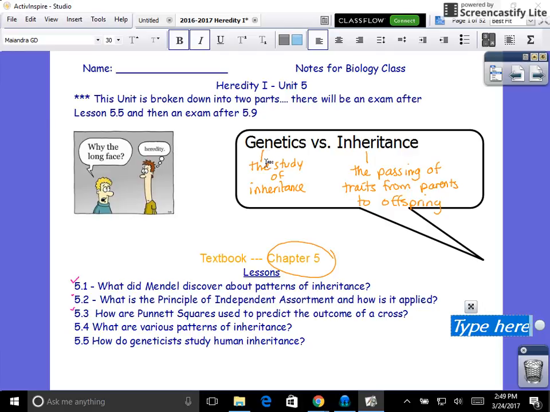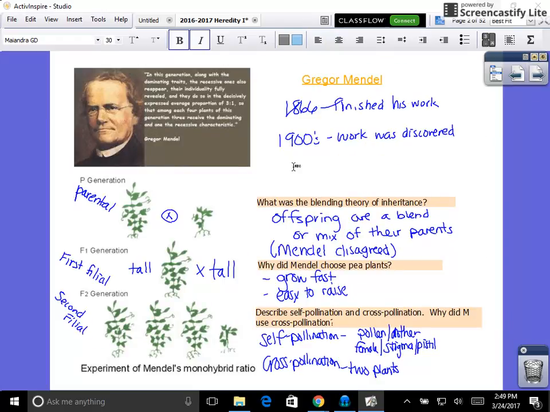Genetics is the study of inheritance, and inheritance is the process of passing traits from parents to offspring. So if we take a look at Gregor Mendel, his work was done in 1866, and his work wasn't actually discovered until the 1900s. So in his lifetime, he probably knew the value of it, but it wasn't appreciated. Remember, they didn't have Twitter.